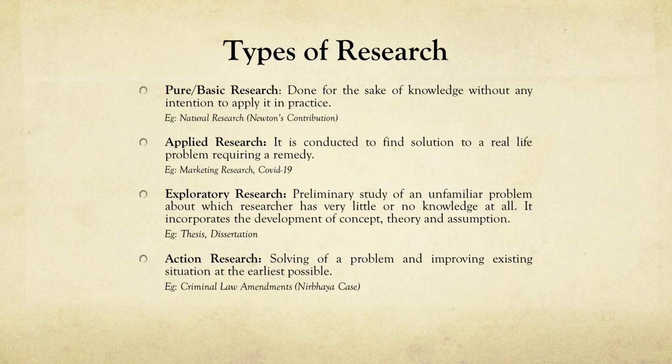The second type of research is applied research. Applied research is basically conducted to find a solution to a real life problem that is requiring a remedy. So for example, COVID-19 requires a remedy. So the scientists are actually applying that. They are researching in this part, and that is called an applied research.